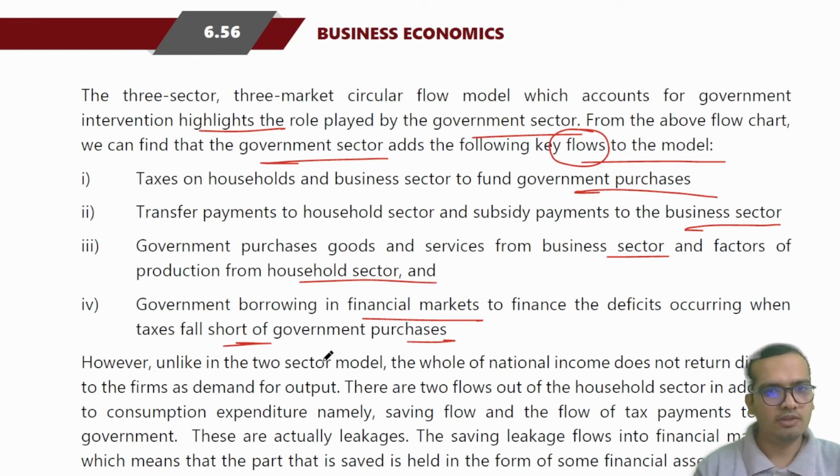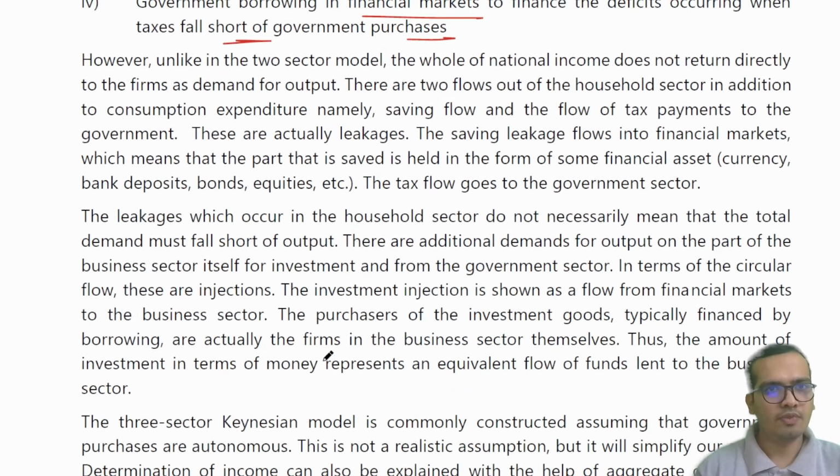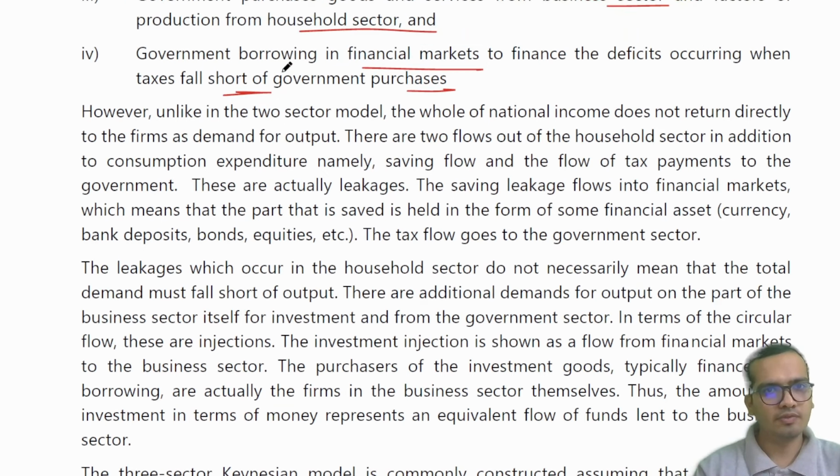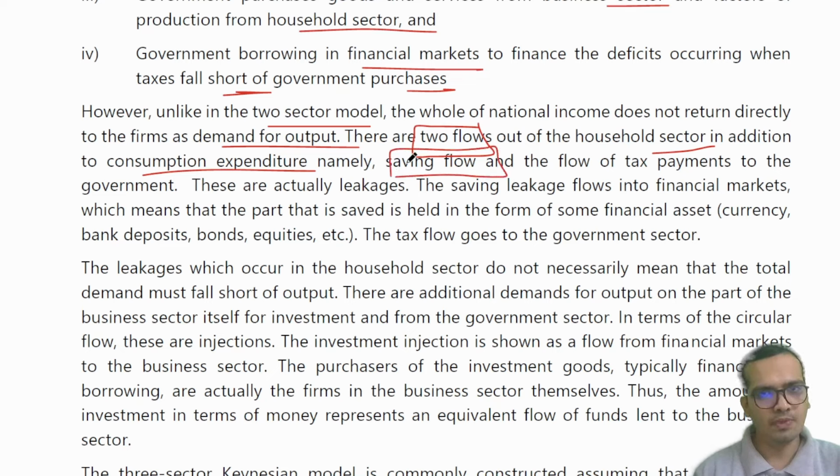However, unlike in the two-sector model, the whole of national income does not return directly to the firms as demand for output. There are two flows of the household sector in addition to the consumption expenditure. Namely, first the saving flow, meaning some part is saved, and the second is the flow of tax payments to the government. These are actual leakages.